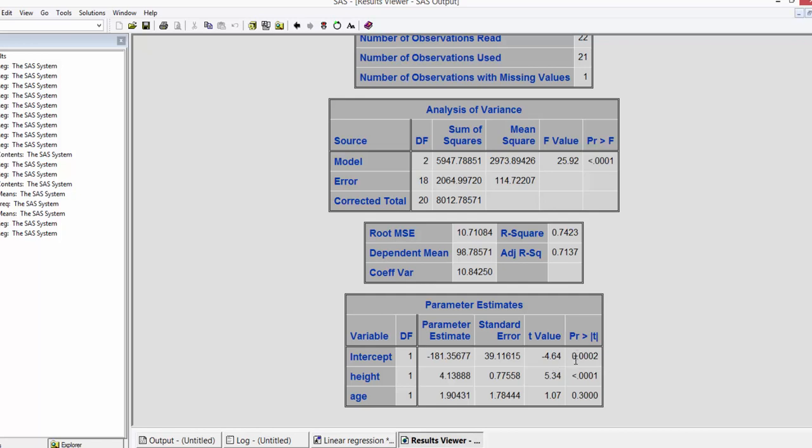It has to be less than 0.05. So this is significant. The intercept is significant, the parameter estimate for height is significant, whereas the estimate for age is not significant because it's 0.3. It should be less than 0.05 to be called significant, but it's not. What should we do with age? Well, age will not be part of the regression model. We'll only have one variable and one estimate in this case. So we'll remove age from this equation. It's not useful in this model.